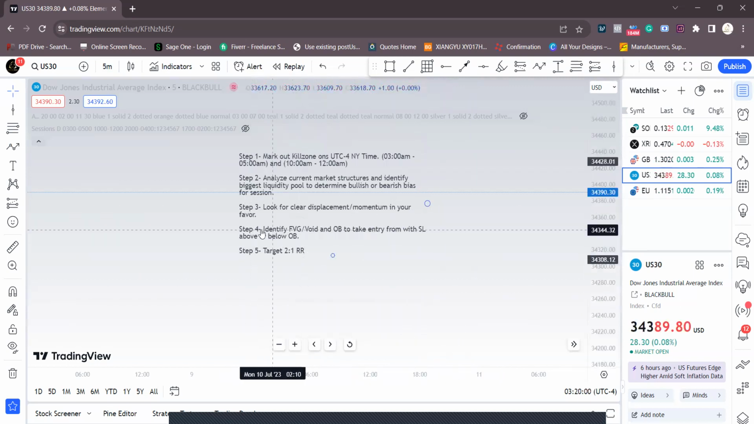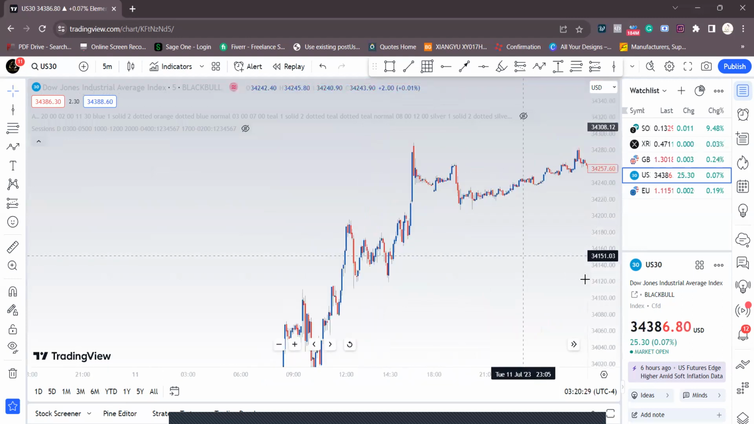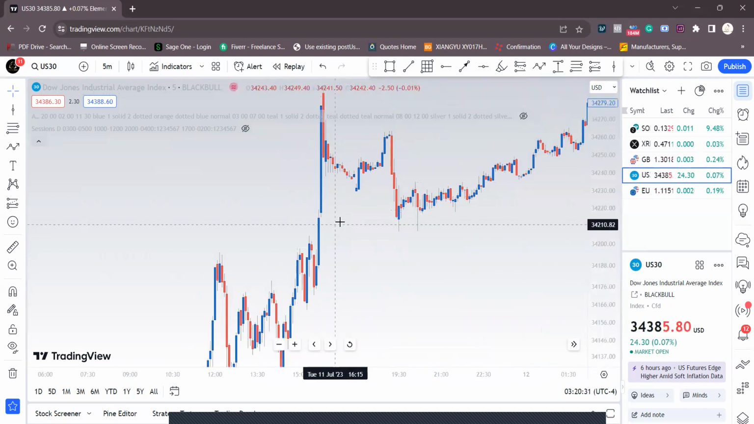Okay. Step 4, identify the fair value gap or the void. We talk about voids in the course, but it's basically the same thing, a fair value gap. And OBs, because obviously there will now be an order block, but we're not going to take entries from the order block. We're going to take entries from the fair value gap. So identify the fair value gap and order block to take entry from, with stop loss just above or below the order block. So if we have a fair value gap, for instance, here's a clear fair value gap.